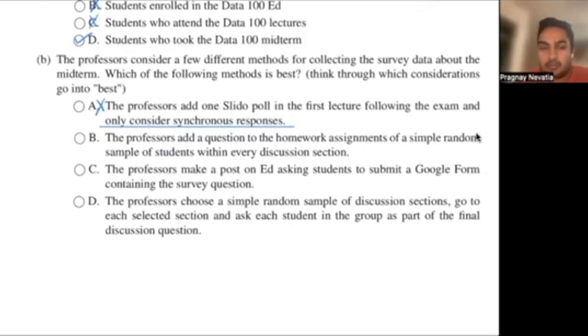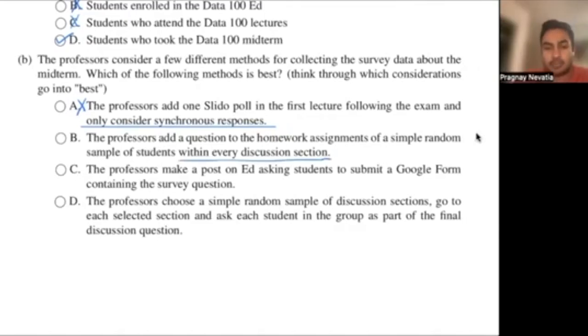So part B is where you add a question to the homework assignments of a simple random sample of students within every discussion section. So I like this one for multiple reasons. First of all, every discussion TA has a different teaching style, and that can actually result in students performing differently. So if you make a simple random sample of students across all discussion sections, you can minimize that bias and make a generalization across the entire class.